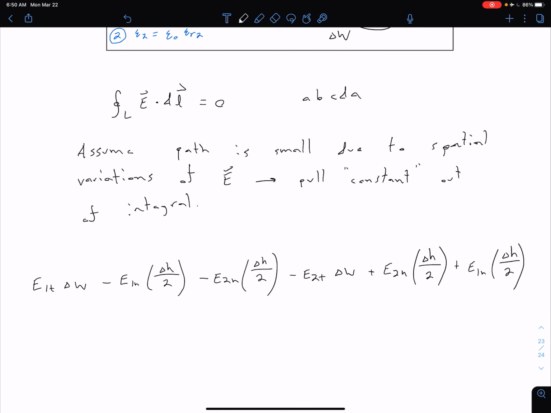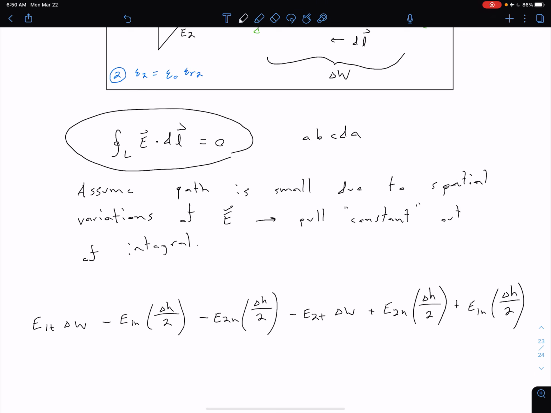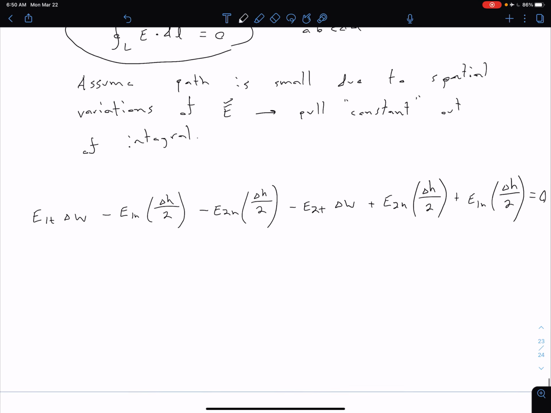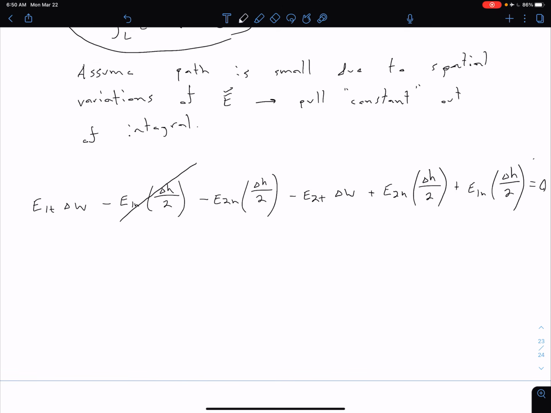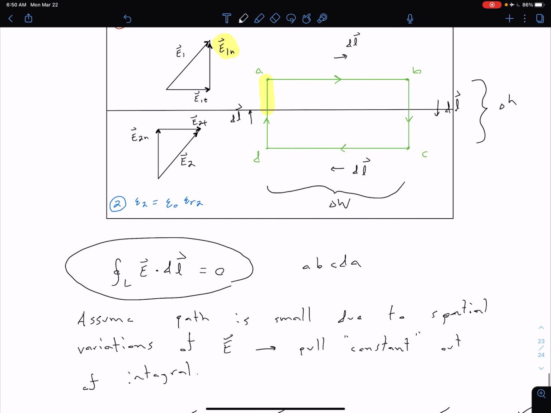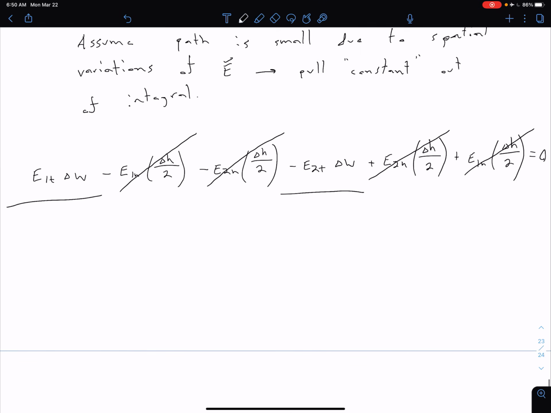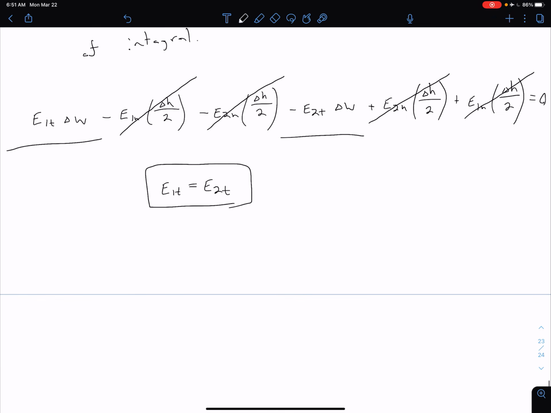All right. Now, we need to keep in mind, we said that overall, if we're doing a closed path, that has to be equal to 0. So let's set this equal to 0. And so what we can see is we have a few terms that are going to cancel out. So this one is going to cancel out with this term, and this term is going to cancel out with this term. So we're just left with these two terms here for those horizontal paths as they're shown in the figure here. So from A to B and from C to D. So if we simplify that, the delta W cancels out, and we're left with E1t is equal to E2t. And so that's saying the tangential component of our field in region 1 is equivalent to the tangential component of the field in region 2. So the tangential component of E is continuous across the boundary is what we would say.